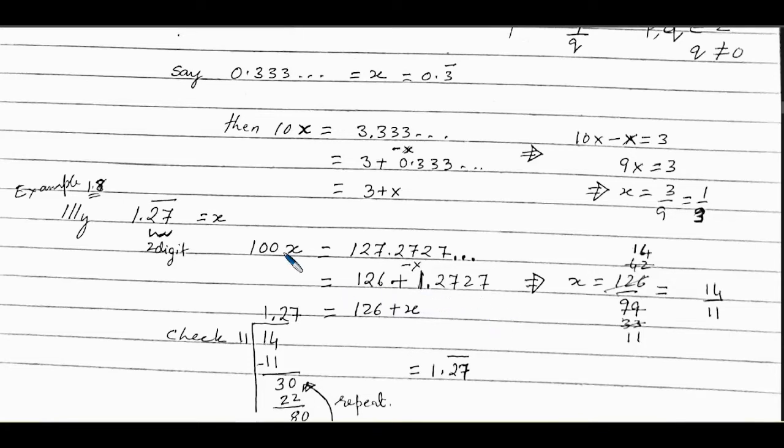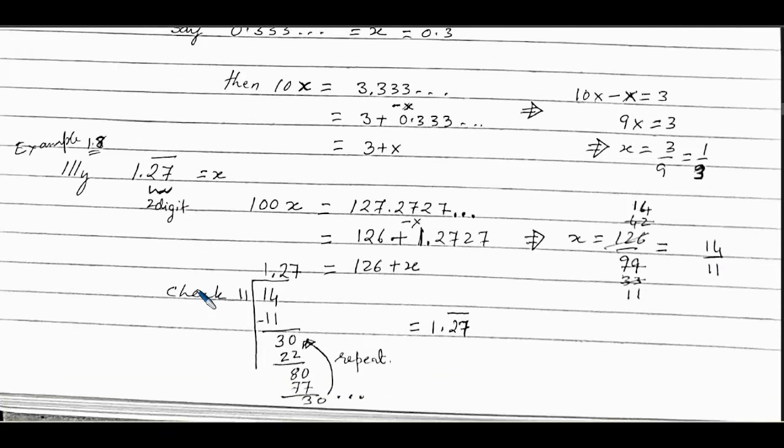So now you have the expression 100x minus x, that is 99x is equal to 126. So x is equal to 126 by 99. I do the division and I get 14 by 11. Let us see whether this 14 by 11 is 1.27 to check it.